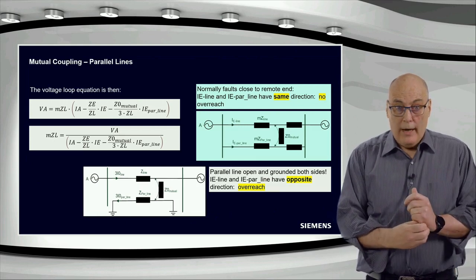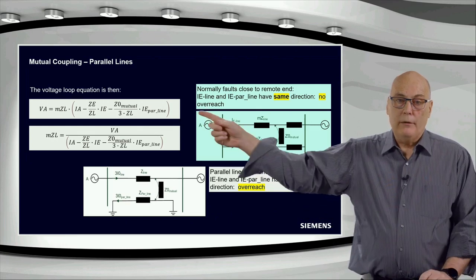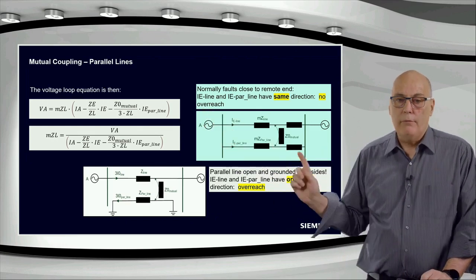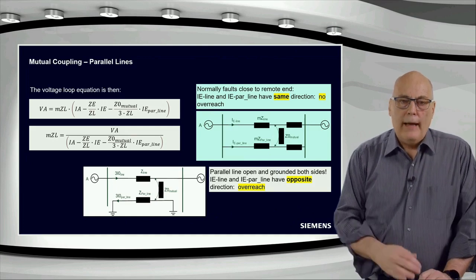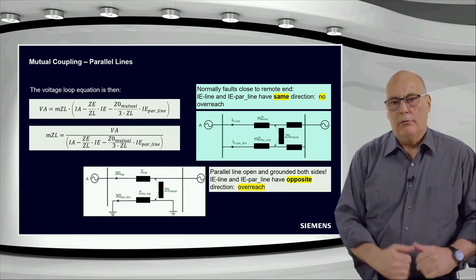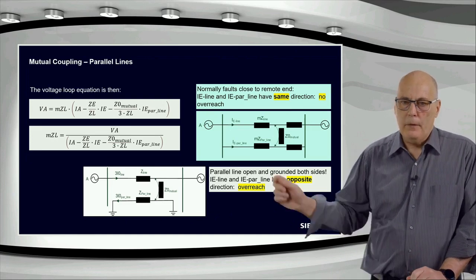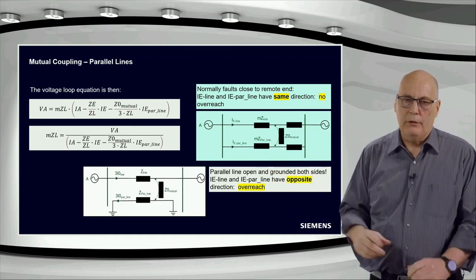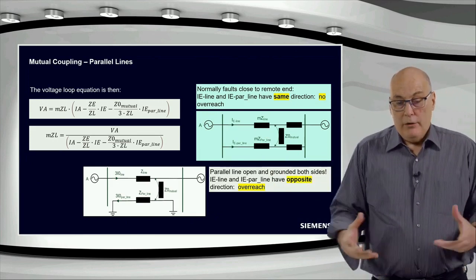So for the parallel lines, there is a modified loop equation because the influence of the parallel line, as shown over here, is going to add an additional voltage drop when you do your loop equation. Okay, and this coupling that we have shown here really only exists in the zero sequence. Why in the zero sequence?